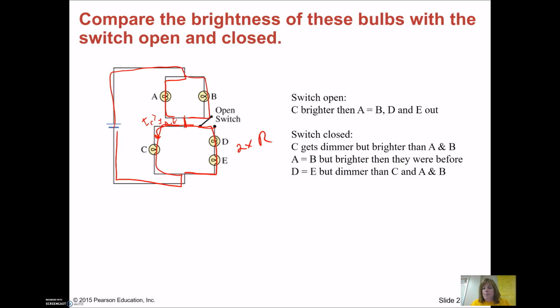All right, we're going to do more with bulbs, and we're going to play How Bright Is Your Bulb when I see you in class. So fill out your WSQ, and I'll see you in class.